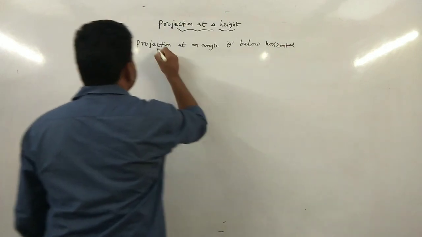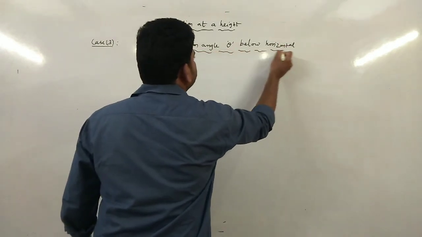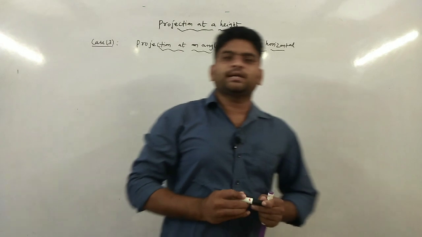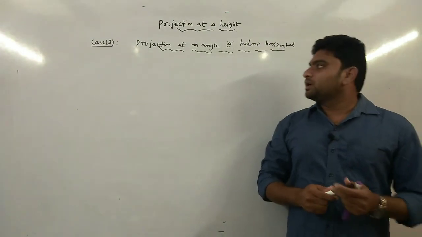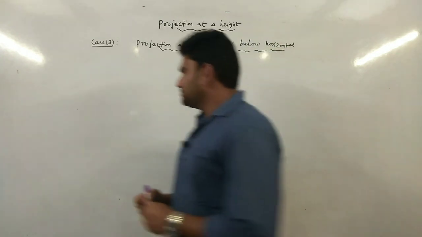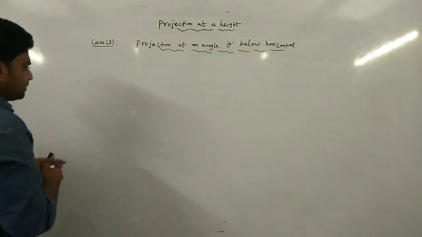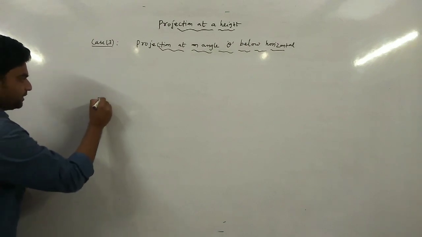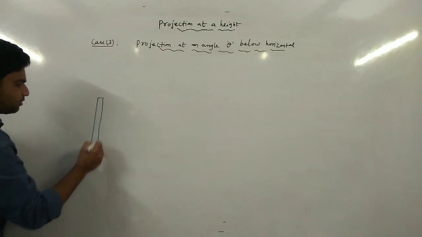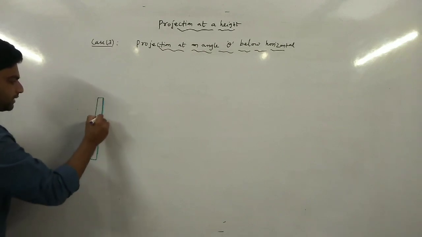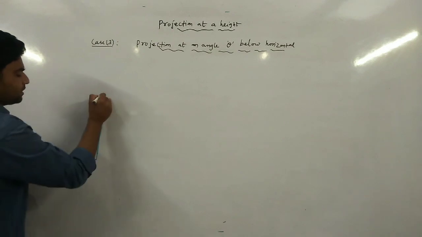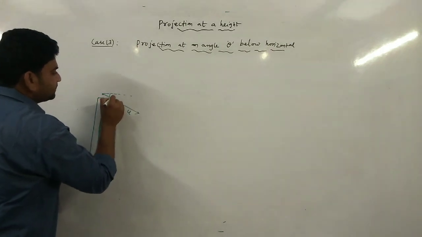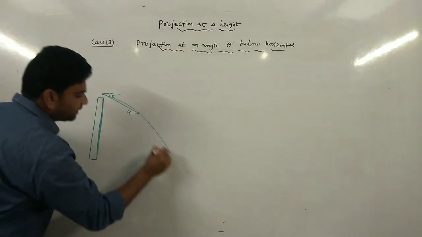Yesterday we came to know the projection at an angle theta above horizontal, but in today's session we are going to discuss projection at an angle theta below the horizontal. For that, I am assuming one tower or a building, from where I am projecting a body in the downward direction with velocity u, making an angle theta with the horizontal, so that my path will be like this.